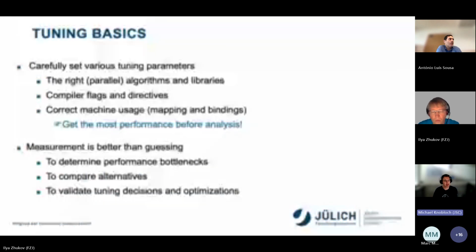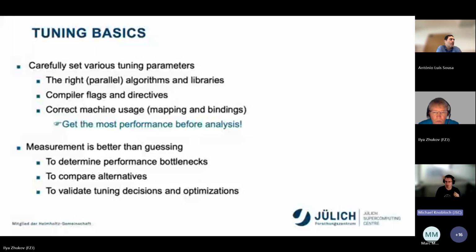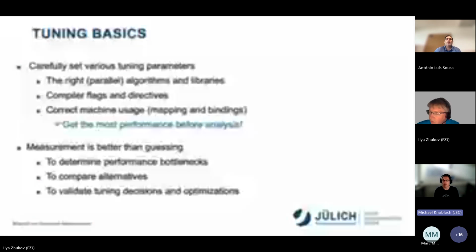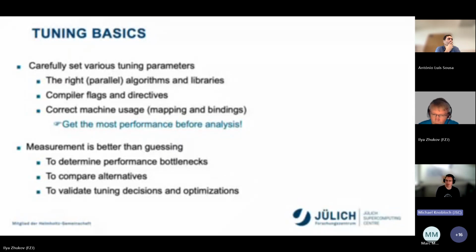Next thing: keep in mind that measurement is always better than guessing. If you want to determine your performance bottlenecks, don't just say, oh, my kernel X is my main bottleneck. Measure and verify that this is actually true. And if you want to compare alternatives, say you have two algorithms you can use for your application, both implemented, and you want to check which one performs better, you can measure that and validate. And if you actually did some tuning, validate your tuning decisions and optimizations by measuring, right?